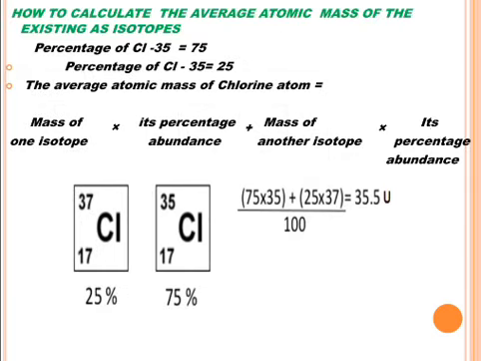Now students, let us take the example of chlorine element. Chlorine occurs in nature in two isotopic forms: one is chlorine 35 and the other is chlorine 37, with atomic masses 35 U and 37 U, in the ratio of 3:1. It means 75% of chlorine with atomic mass 35 U occurs in nature and 25% of chlorine with atomic mass 37 U is found in nature.